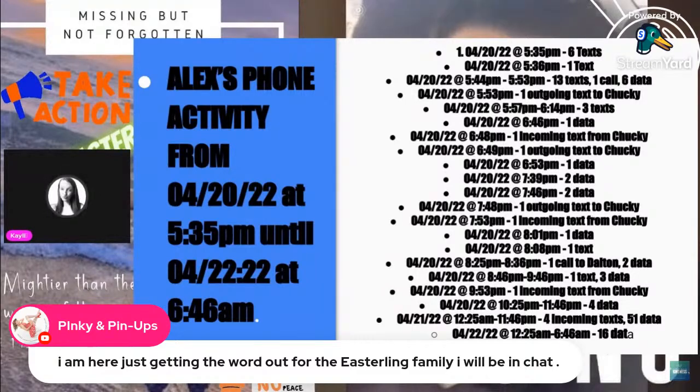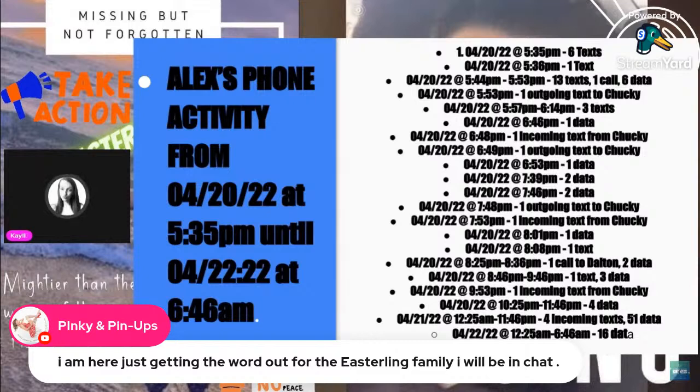Okay, so now we're at 6:48. We have an incoming text from Chucky. 6:49, right away, we have an outgoing text. So they're in constant contact. Now we're at 6:53, 7:50, 7:39, and 7:46. One data, two data. So he's doing something on the internet. Okay, now we jump to 7:48. We have one outgoing text to Chucky. And then at 7:53, we have an incoming text from Chucky. Then 8:01, we have a data, and 8:08, we have a text.